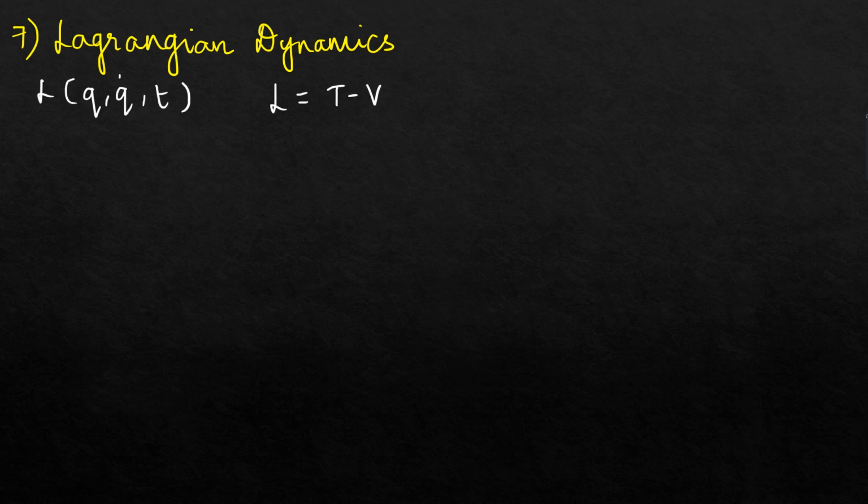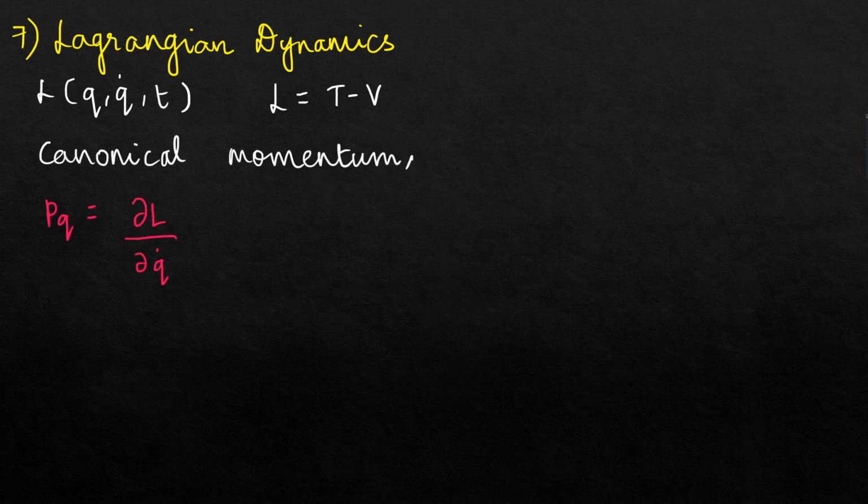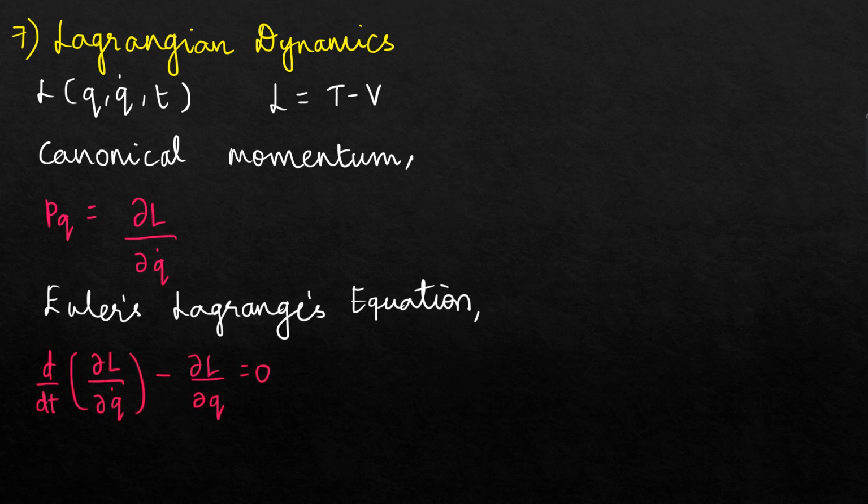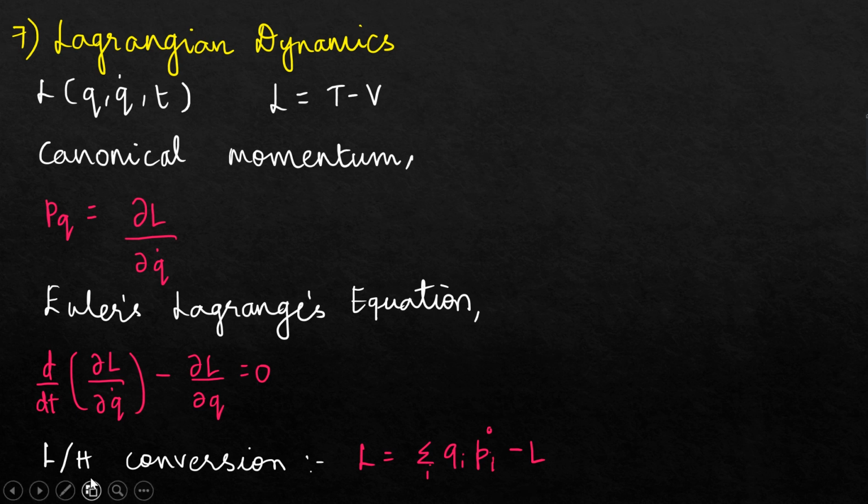Here the Lagrangian depends on q, q dot and t, and L is given as T minus V. And we know the canonical momentum is given as p_q is equal to dou L by dou q dot, which is important. And then we have to know the Euler-Lagrange equation of motion, which is given as d by dt of dou L by dou q dot minus dou L by dou q equal to 0. And this is one of the important formulae where we can find H when L is given, or L when H is given.